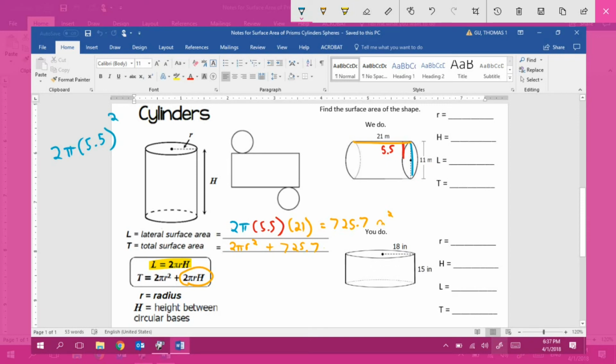And that's going to be about 190.1. So we're going to add these two numbers together, 190.1 plus 725.7. And that's going to give us 915.8. And what are our units here? Meters squared. So there we go. You guys try the other example with this really fat cylinder right there.